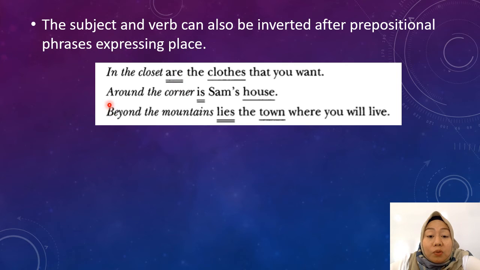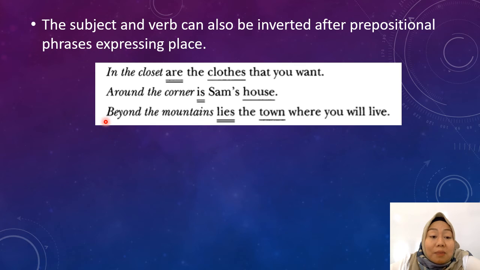Here we also have a prepositional phrase, around the corner. Around the corner is a prepositional phrase, so we can have the subject and verb inverted. Around the corner is Sam's house. Is is the verb, and Sam's house is the subject.